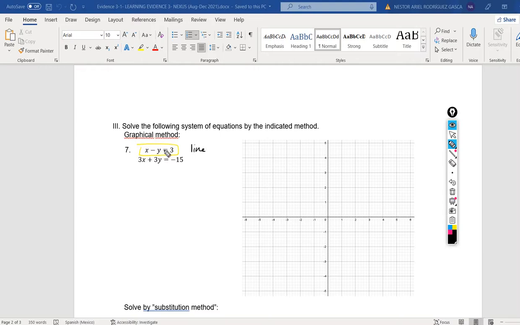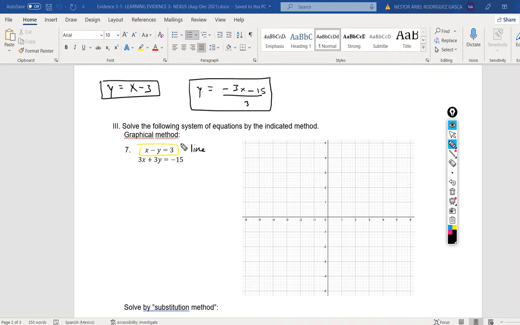You're gonna isolate the y variable from this equation. I'm gonna do it in here. You see, this is the isolation of the y variable in this case. And if I do the same for the other, I will be getting that y equals minus 3x minus 15 over 3. Check it out on your own, please.